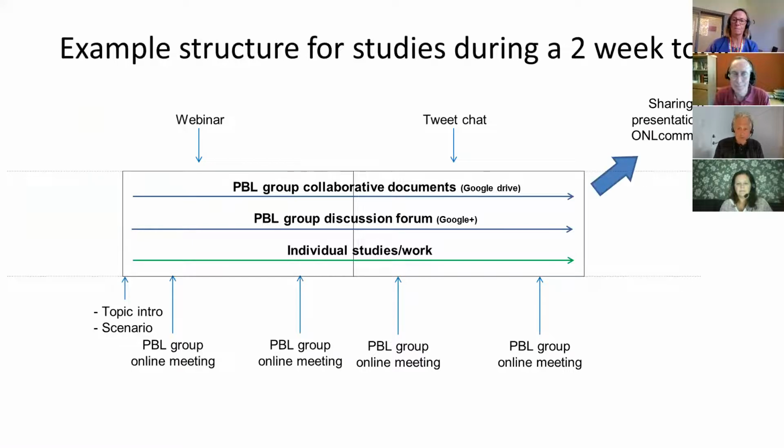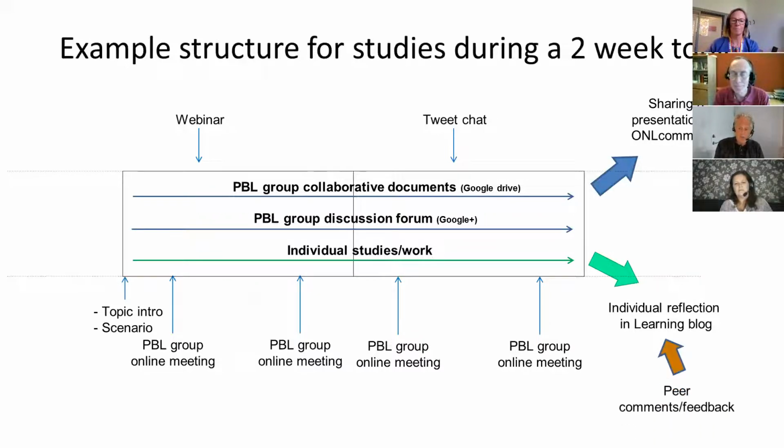At the end of each topic, the PBL group also shares a presentation with the whole community, briefly describing what the group has been doing, how they have worked with and inquired into the topic. And individually, everyone writes an individual reflection in their learning blog. An important part of the course is also that you see to it that you get feedback. Both giving and getting feedback from peers is a really valuable thing during the course. So take the opportunity to read each other's and comment.